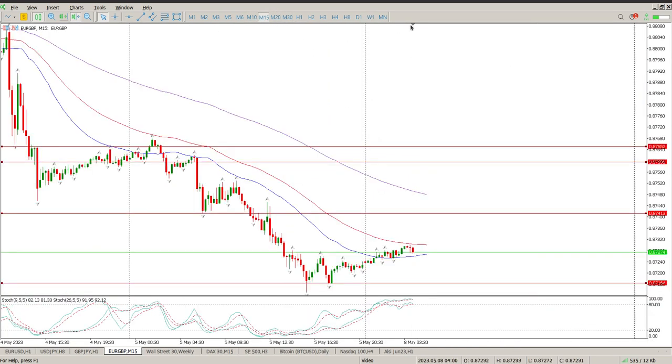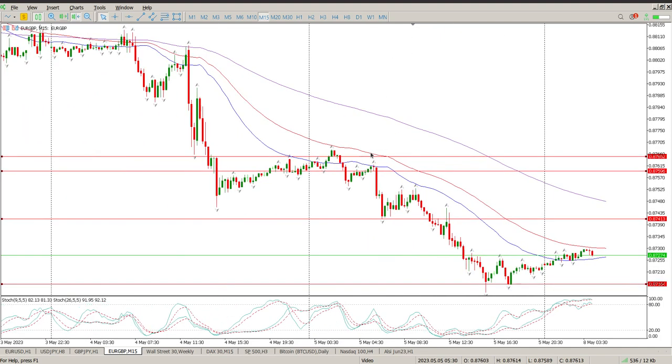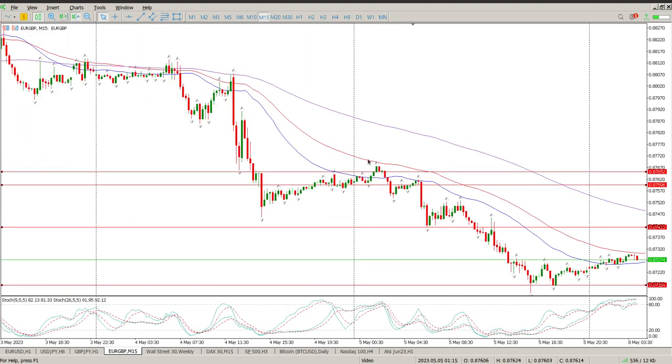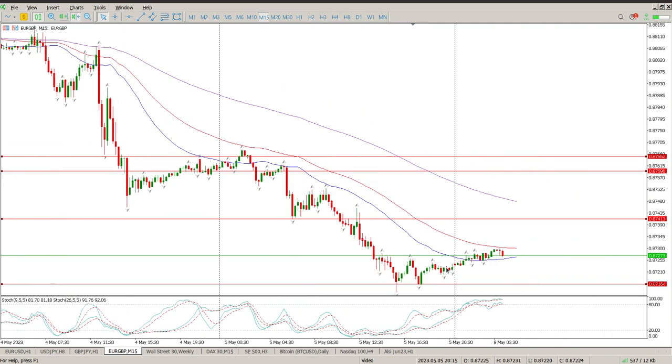So each day brings a different bit of structure for you. As you can see what happened on Friday. Below the moving averages, rejection, another rejection, off structure, and down we went. So that's kind of the view that I've got. Looking for another rejection for a continuation, but as far as 0.87164.